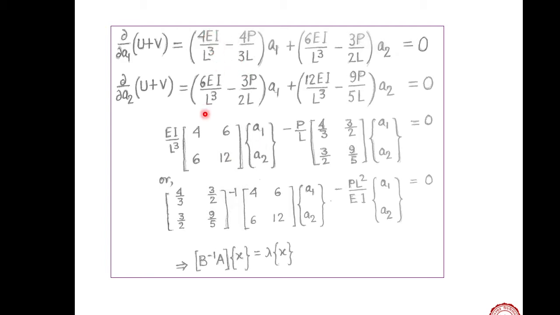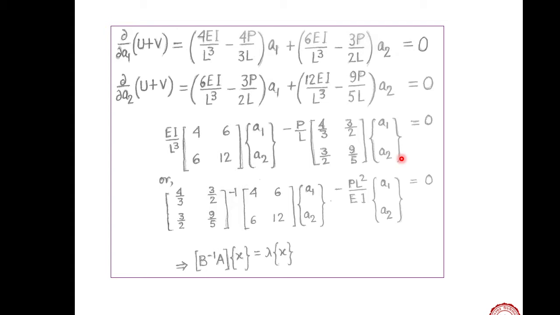EI by L cube, that part is constant. We are getting this 4, 6, 6 and from there 6 and 12. 4, 6, right. And this P by L, here this 4 by 3, then minus, minus is already there, so this is 3 by 2, then again 3 by 2 and 9 by 5. So this is true. So this is the general way of forming the matrix equation.